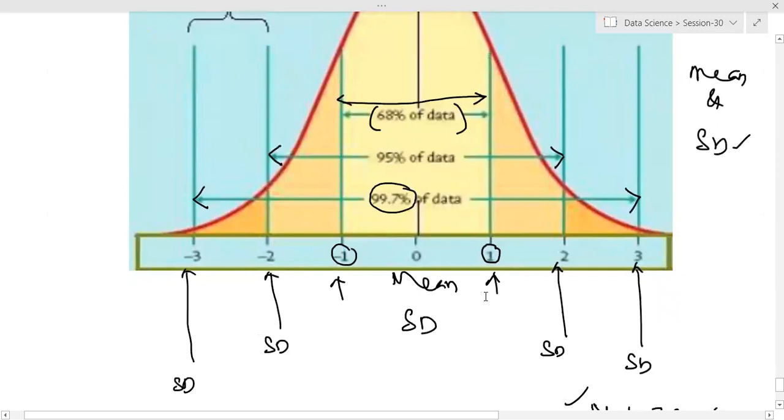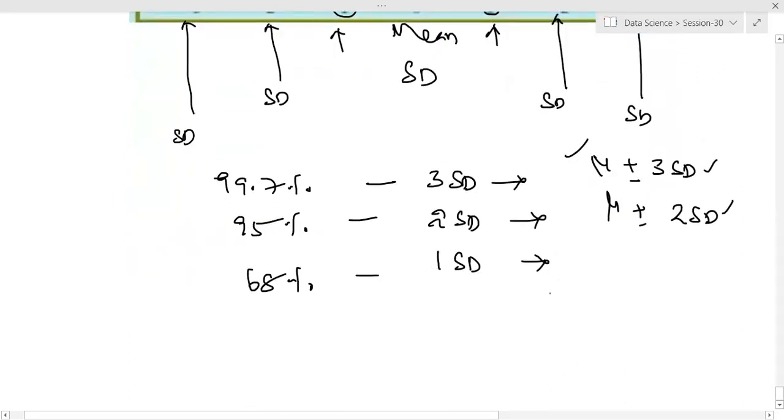Because out of 100 records, 99.7% of the records are in mu plus or minus 3 standard deviation, 95% of the records are in the range of mu plus or minus 2 standard deviation, and 68% of the data is distributed over mu plus or minus 1 standard deviation. Okay. Now, if you observe here, friends, what is the benefit of knowing this?